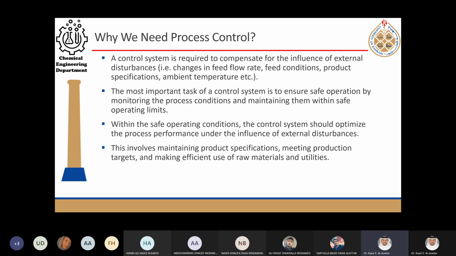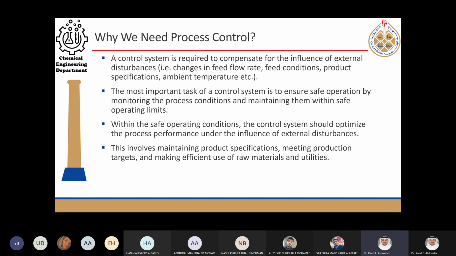Now, based on the stories I told you and the analogy I told you, a control system is required to compensate for influence of external disturbances whenever things change. And believe me, things will change. Temperature in winter is different than temperature in summer. So for sure, it will affect your system. A composition might change because, for example, natural gas composition can change between different seasons because solubility of certain chemical agent increases from season to season. So things do change and you want to protect your system against these changes.